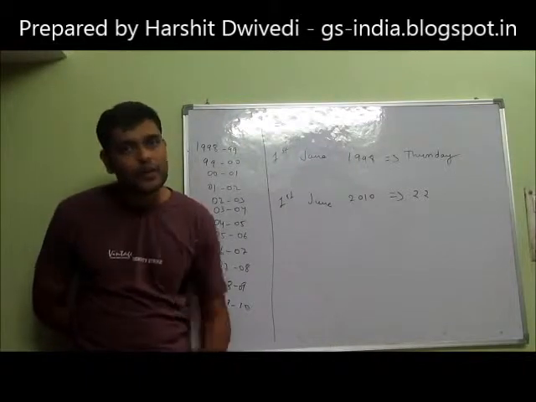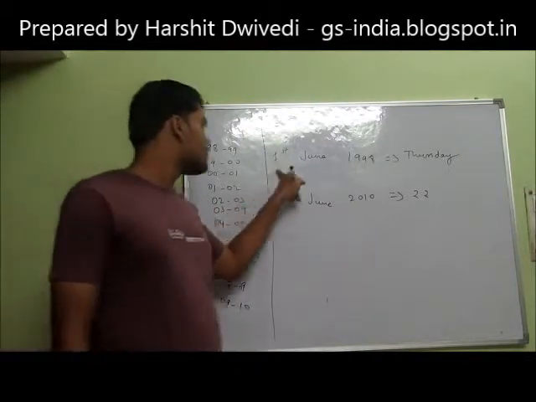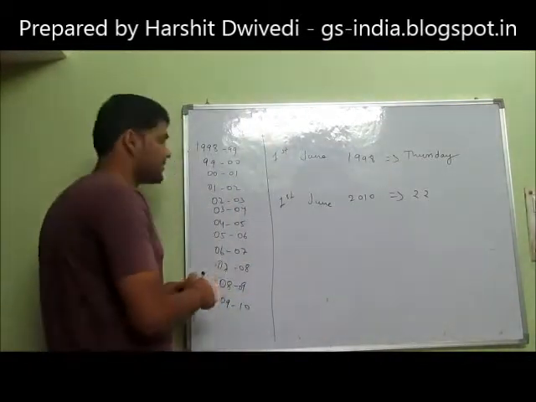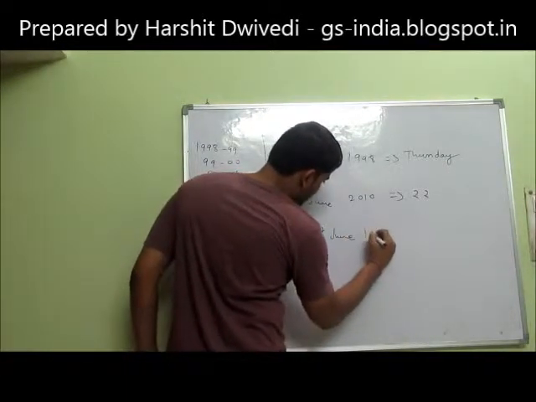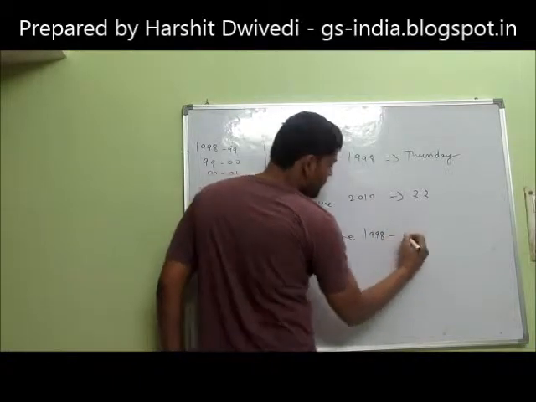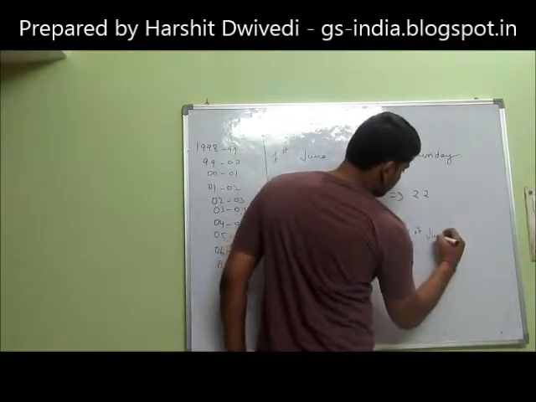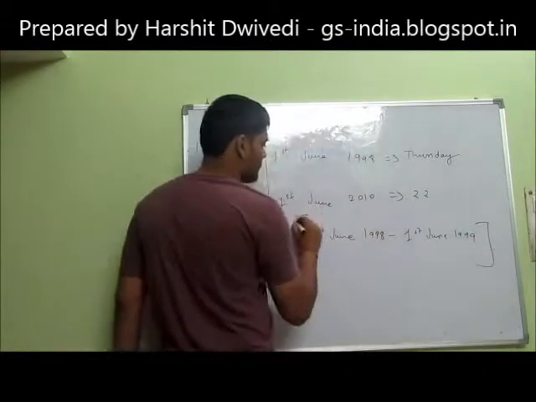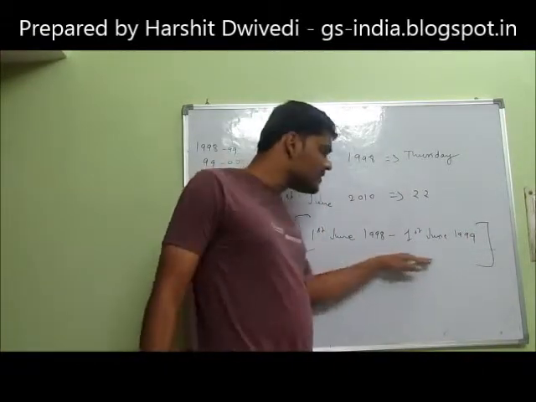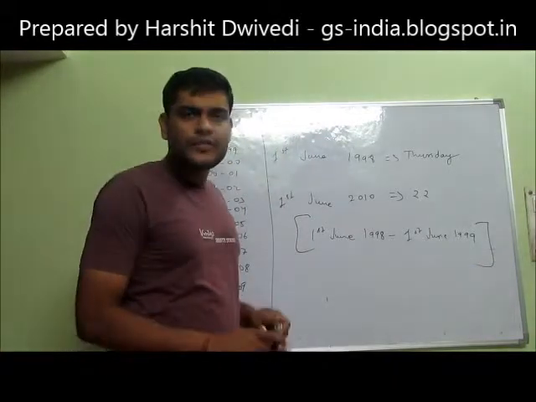It will be Tuesday, one day forward. So in this interval, 1st June 1998 to 1st June 1999, suppose I am writing this. How many days are these? What is the way of calculating?